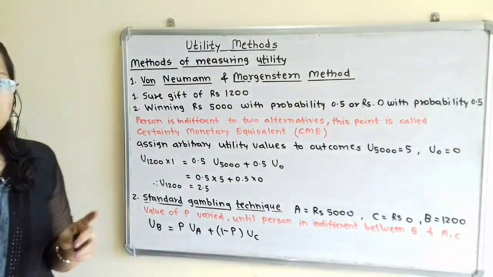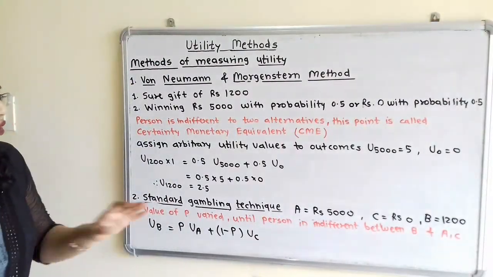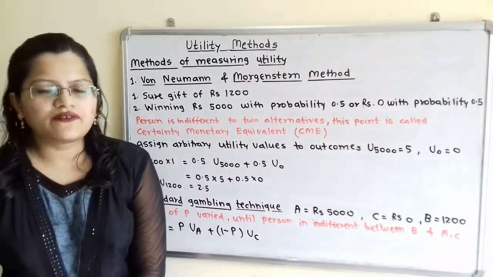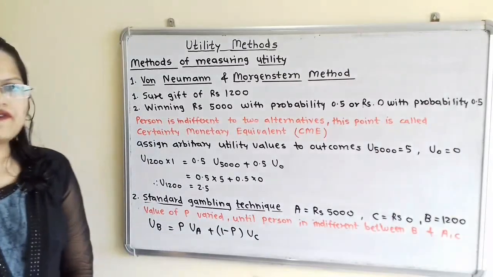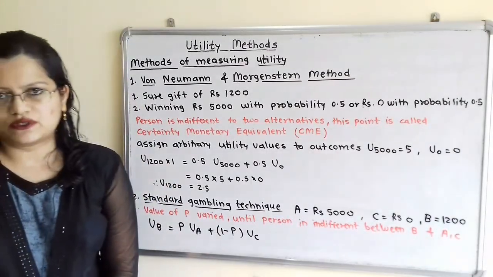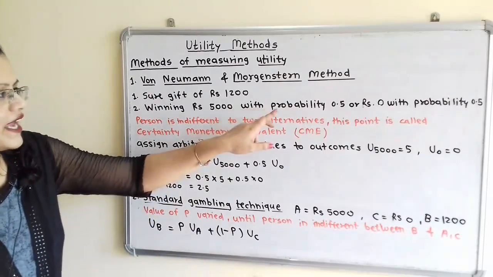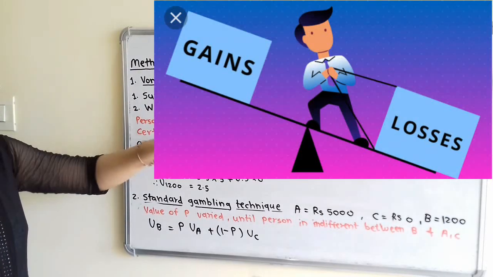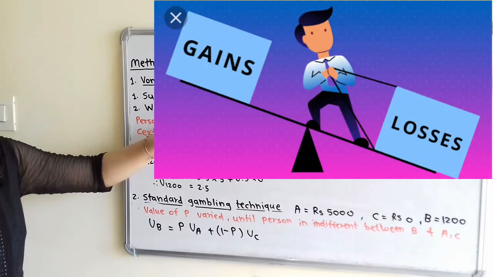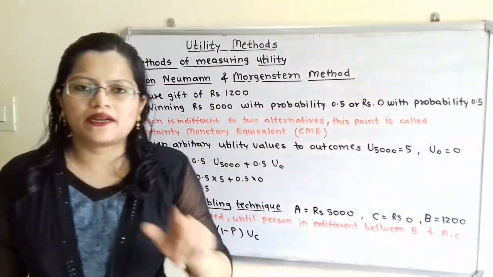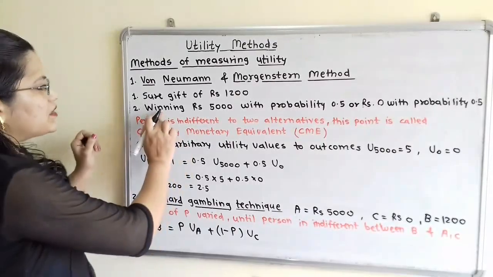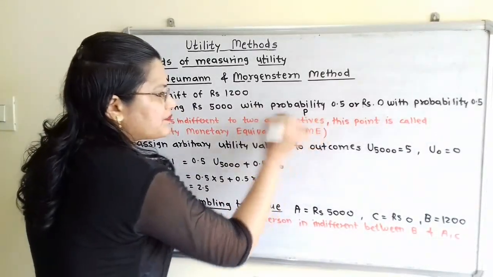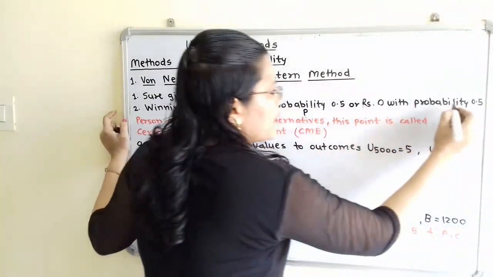Now what is happening in this question? The probability for these values, that is A and C, is changed in such a way that the person will become indifferent between these two alternatives. So the probability of winning and the probability of losing we have to change in such a way that utility of B is equal to utility of A multiplied by probability plus utility of C multiplied by 1 minus P. So what is the relation between winning and losing? Suppose winning has probability P, then losing has probability 1 minus P.